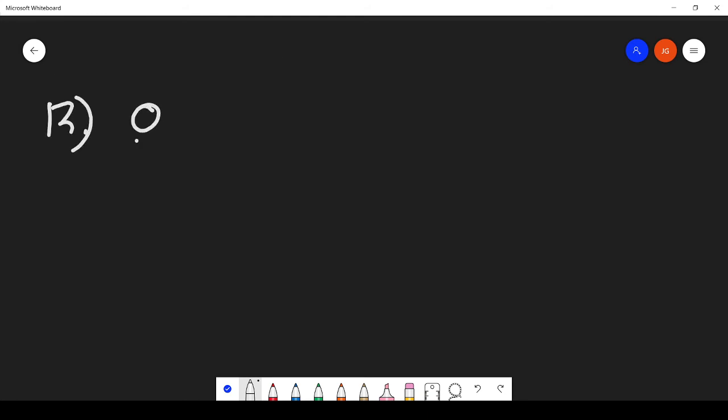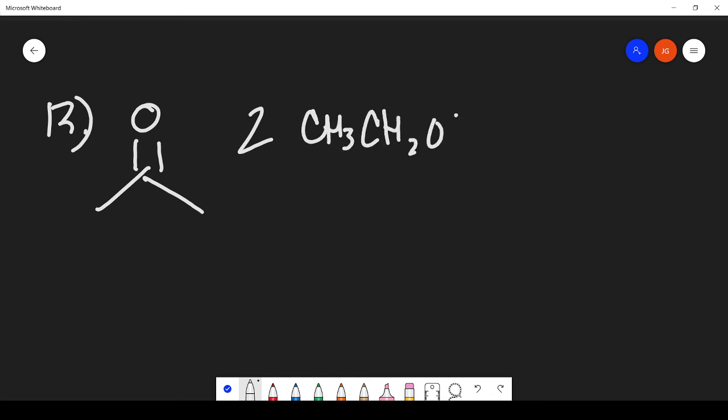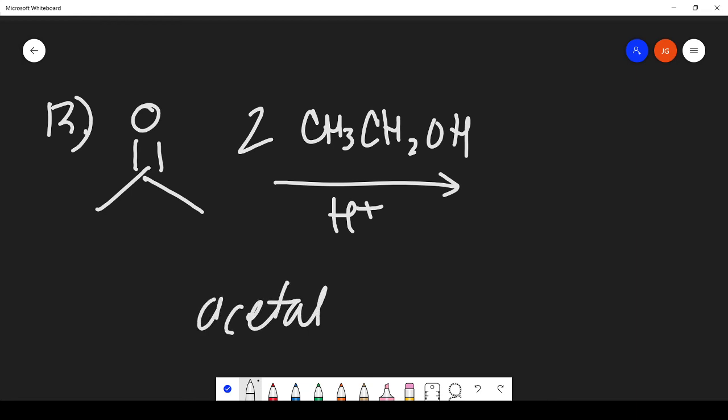Number 13. Here we are given a ketone, very standard ketone. This is the most simple a ketone can get. And we're given 2 moles of an alcohol, in this case, ethanol, and H+. Now, this is a very standard formation of an acetal. What's going to happen is we're going to imagine this O double bonded to the carbon being replaced with OR.